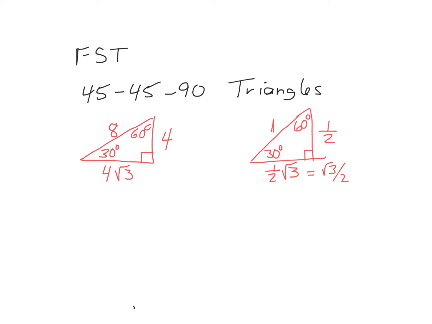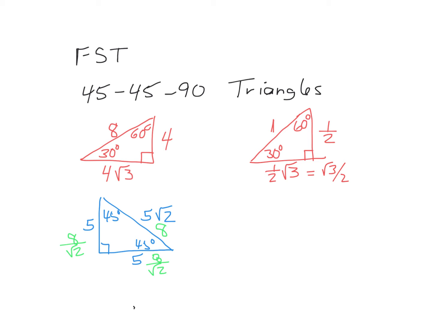Now, in a 45, 45, 90 triangle, which is an isosceles triangle, the rule is if the leg, let's say, is 5, that means they both need to be 5, it's isosceles, then the hypotenuse would be 5 times the root of 2. And if I knew the hypotenuse, let's say the hypotenuse was 8, then the leg would be 8 divided by the square root of 2. And we would need to rationalize that.